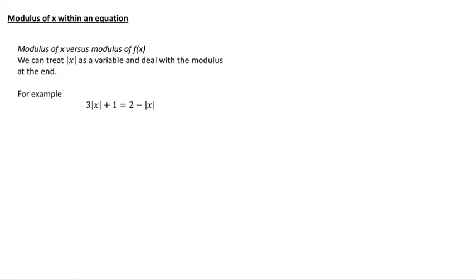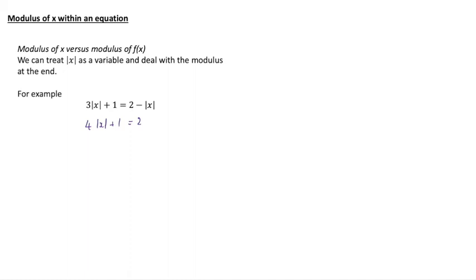Okay, we're going to look at the modulus of x within an equation. Modulus of x versus modulus of f of x. So what we can do is treat mod x as a variable and deal with the modulus at the end. So we might have a situation like this. We've got 3 mod x plus 1 equals 2 take away mod x. And this is much easier than you might think. We can just, as it says, treat it as a variable.